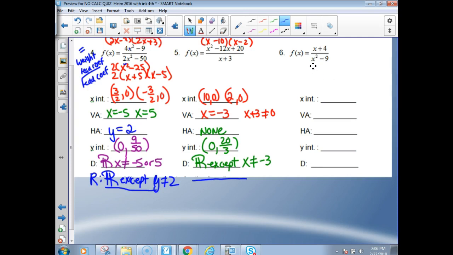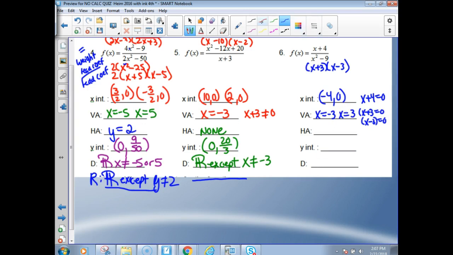All right, in number 6, I have to factor my denominator to x plus 3 times x minus 3. My x-intercept is the 0 of the numerator, so what I'm looking at is what makes x plus 4 equal to 0. That would be negative 4. To do the vertical asymptotes, you're looking at what x plus 3 equals 0 and x minus 3 equals 0 give you. It would be x equals negative 3 and x equals 3.